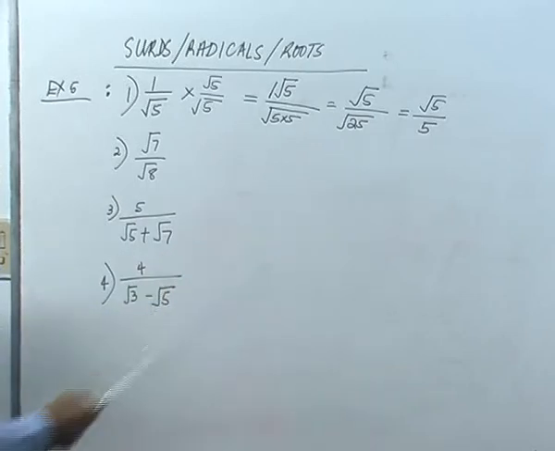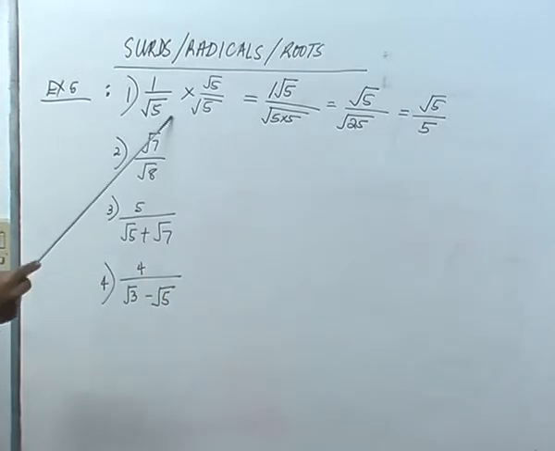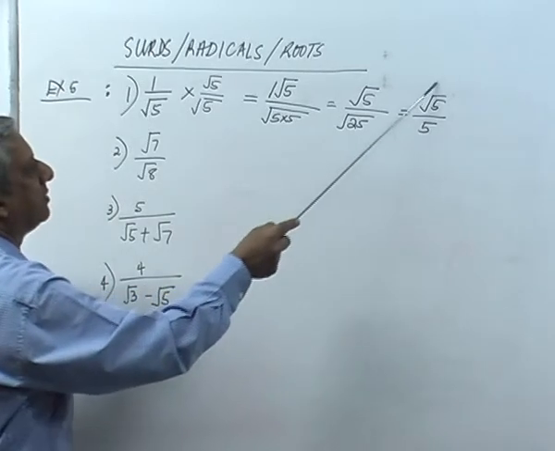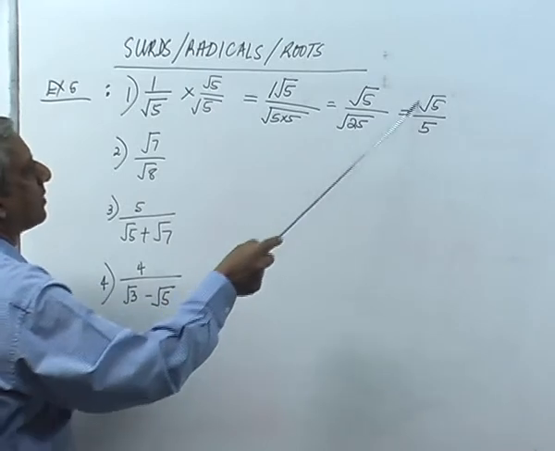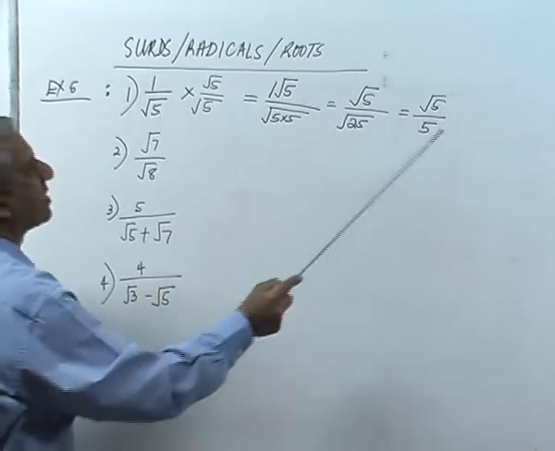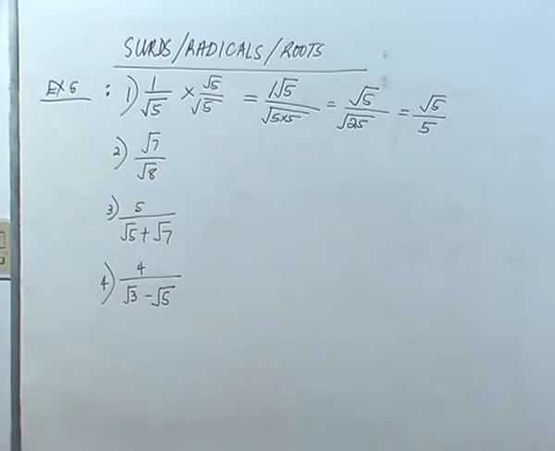Over 5. You can put this in a calculator and check the answer out. Then you can put this in the calculator and check the answer out. And you find that both these answers are exactly the same. So both these numbers represent the same value. Right, let's do number 2.